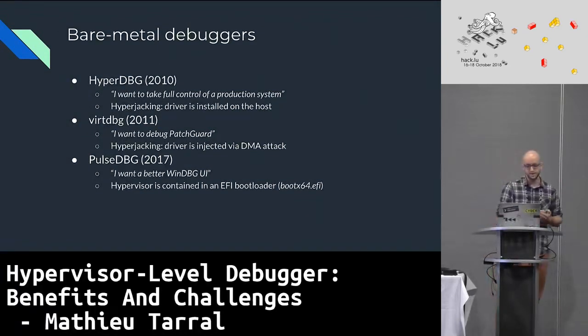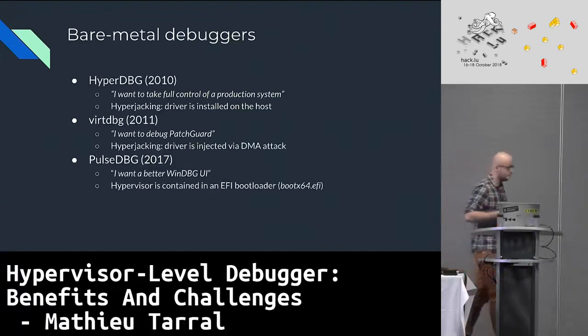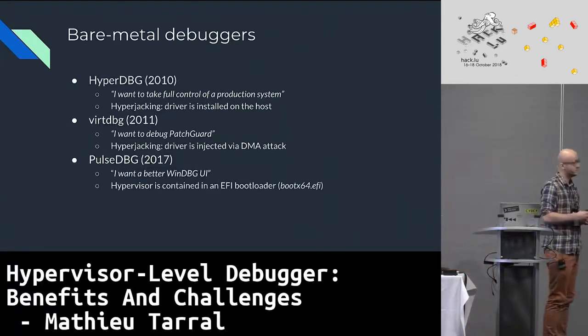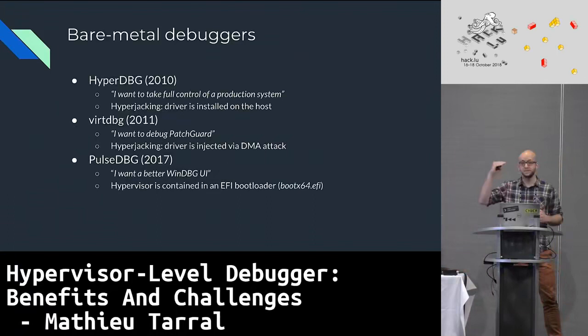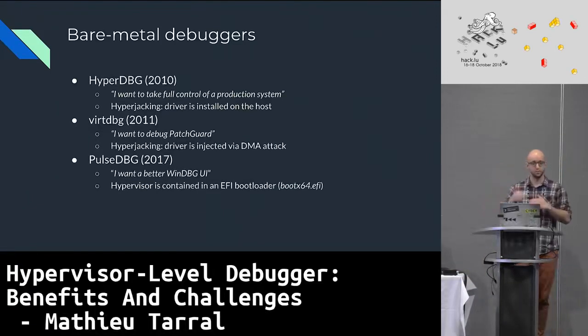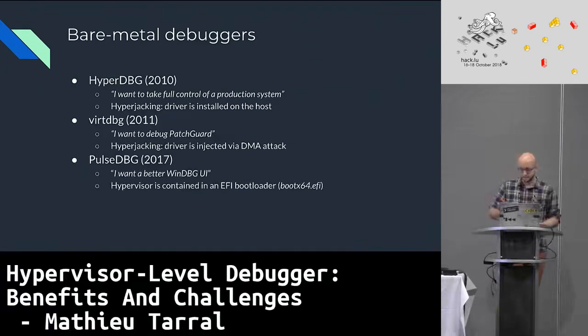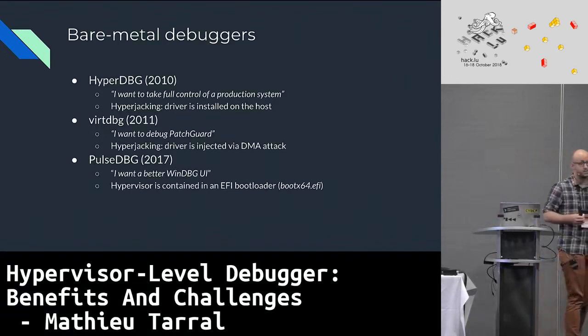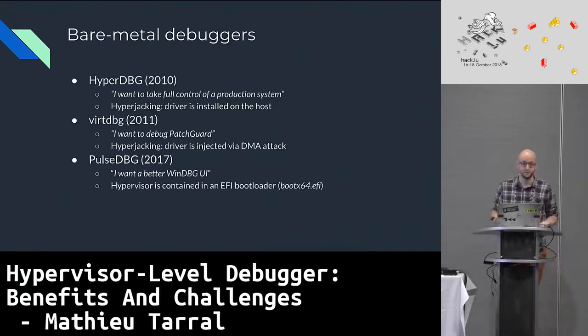So the first one I can think of is HyperDBG. What they wanted to do is to see if it was possible to take full control of a production system for forensic purposes. And they did that by using a technique called hyperjacking. Hyperjacking is when I take my host and virtualize it on the fly. So dynamically, I'm going to insert a hypervisor on the fly. Beforehand, they build a driver and install it on the host, and this virtualizes the host. So everything happens on the same machine. And if you press the F12 key, a graphical user interface appears, which is the debugger itself.